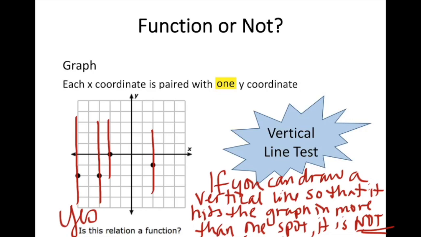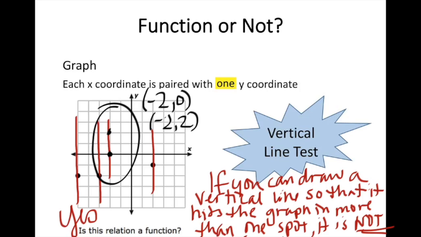Here's what that means. If I had another point here, the ordered pairs of these 2 points right here would be -2, 0, and -2, 2. Do you see how my x coordinates are not unique? Because my domain numbers are not unique, this would not be a function. According to what we've already known, this would not be a function.